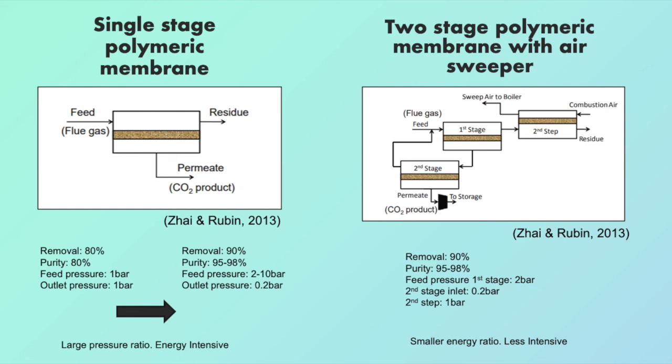In addition, with the air sweeper and recycling into the feed, it will increase the inlet concentration of carbon dioxide since a portion of carbon dioxide from the first permeate is being recycled. Using boiler combustion air as a sweep gas may remarkably increase the feed carbon dioxide partial pressure and reduce the energy penalty.